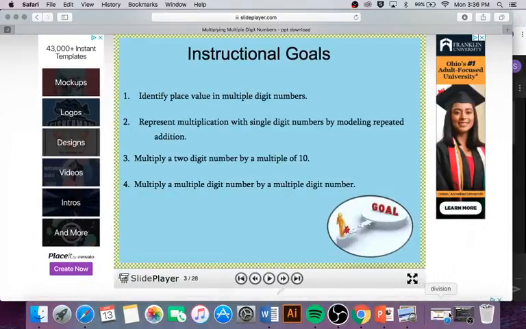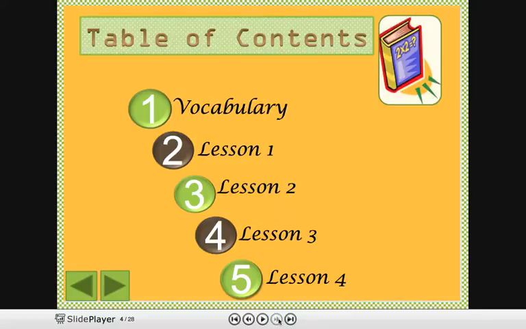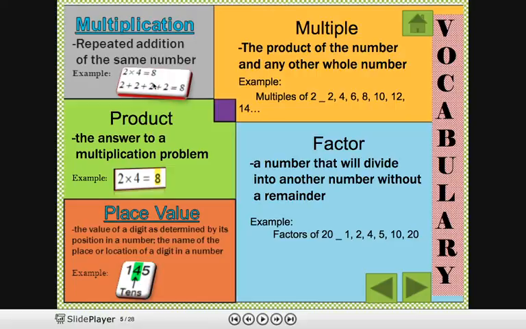So I have a fancy PowerPoint for you. Multiplication is just repeated addition. In this example right here, we have 2 times 4, which is 8. And 2 times 4 is 2, 4 times being added together. So 2 plus 2 plus 2 plus 2. 2 plus 2 is 4, plus 2 is 6, plus 2 is 8.